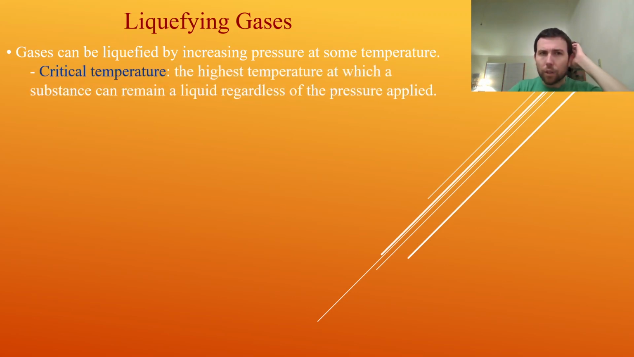Now, the critical temperature of a substance is the highest temperature at which a substance can remain a liquid, regardless of the pressure that's being applied to it. Okay? Once it gets to that temperature, it can stay a liquid, but if you go over it, then it has to go into the gas phase because there's too much kinetic energy. The interactions are not going to be able to be formed, and they're just going to stay in the gas phase.